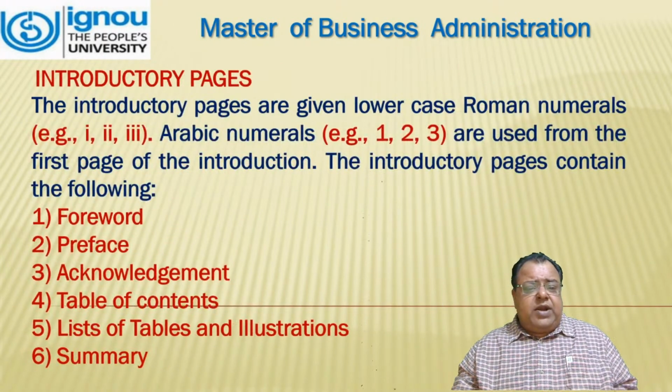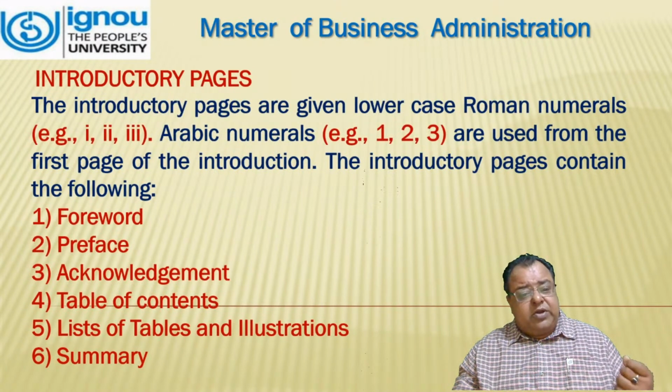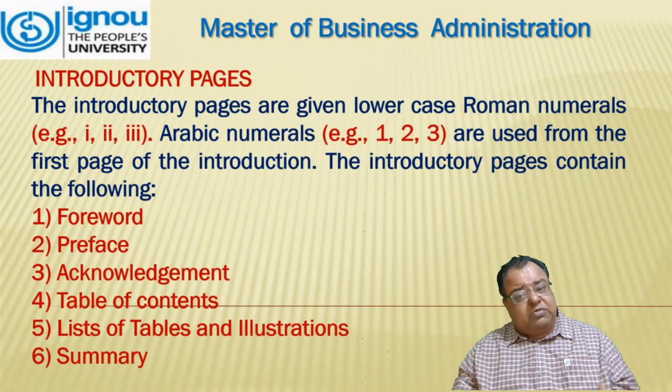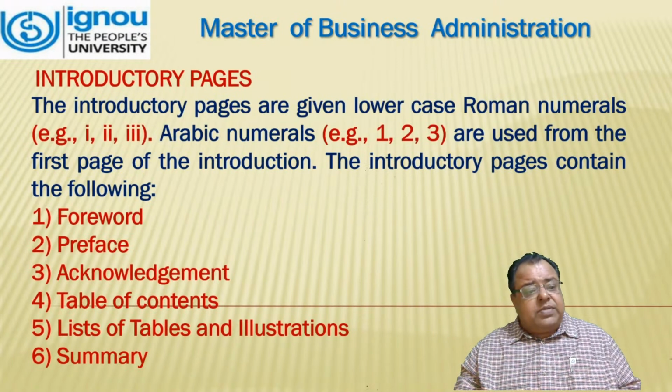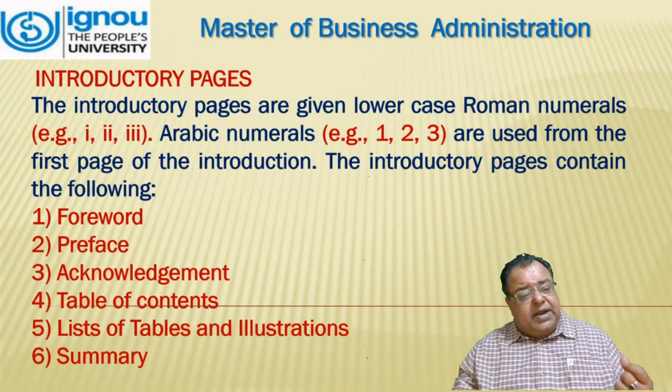Introductory pages. The introductory pages are given lower case Roman numerals, for example, i to iii. Arabic numerals, for example 1 to 3, are used from the first page of the introduction. The introductory pages contain the following: foreword, preface, acknowledgement, table of contents, list of tables and illustrations, and summary.